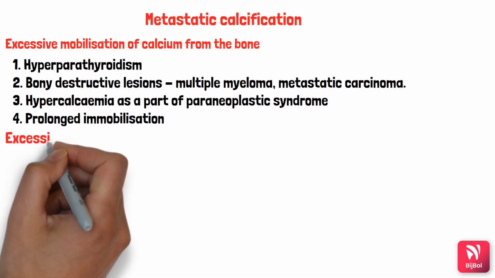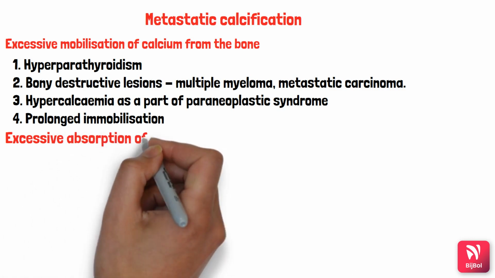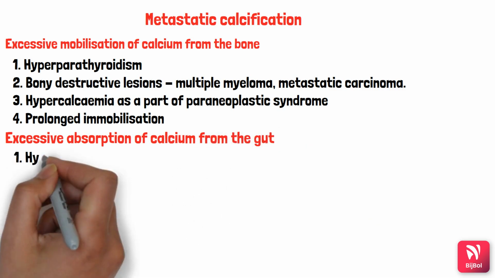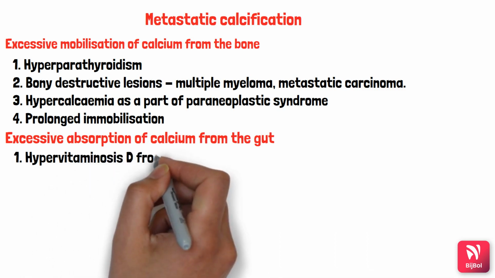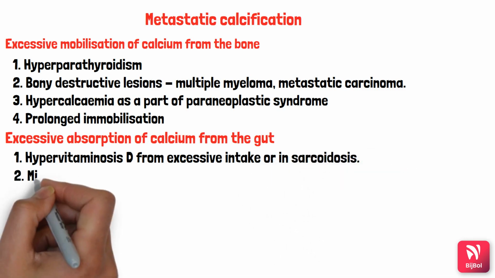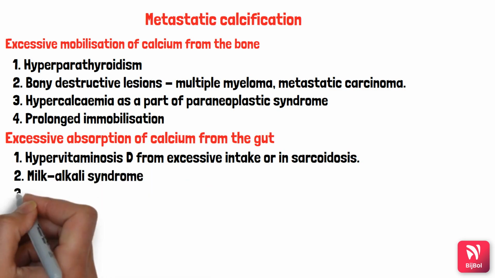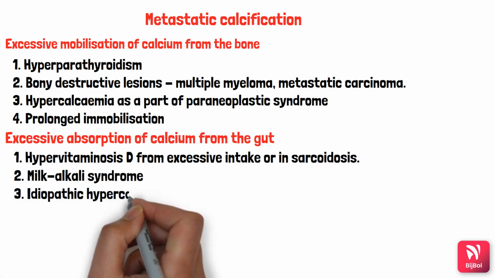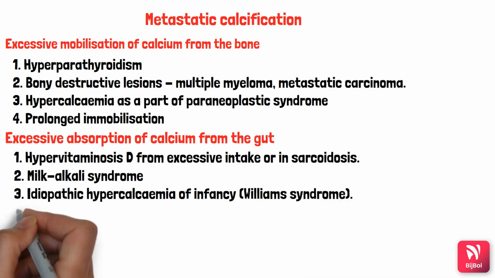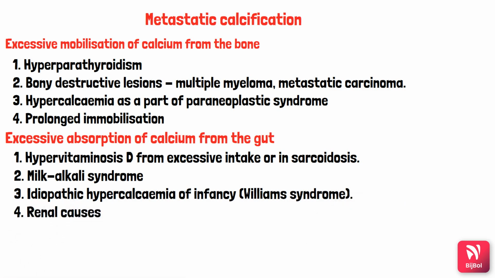Then next is excessive absorption of calcium from the gut. In what cases can this absorption of calcium from the gut be seen? In the intestine, more calcium is absorbed back into the body. That happens in hypervitaminosis D, where there is excessive intake, or in sarcoidosis. And next is milk alkali syndrome, where there is excessive oral intake of calcium in the form of milk. Even there will be excessive absorption of calcium from the gut. Next, in Williams syndrome, that is idiopathic hypercalcemia of infancy, as well as renal causes, something like renal tubular acidosis, we might see excessive absorption of calcium from the gut.